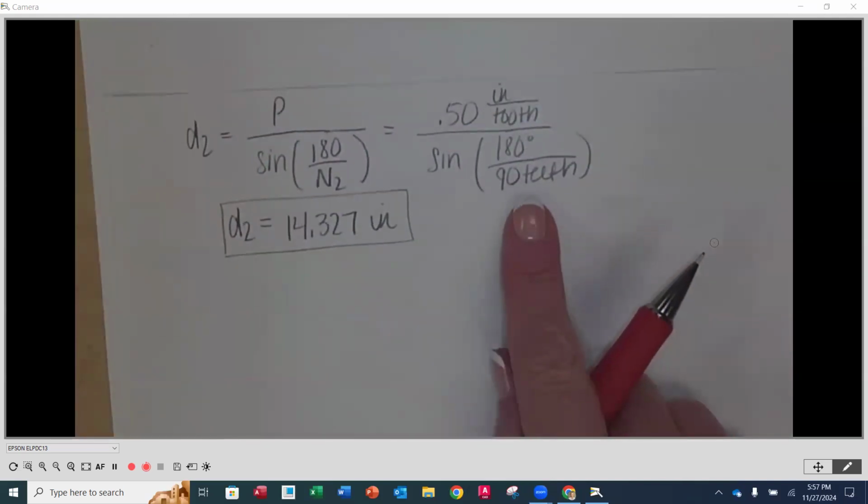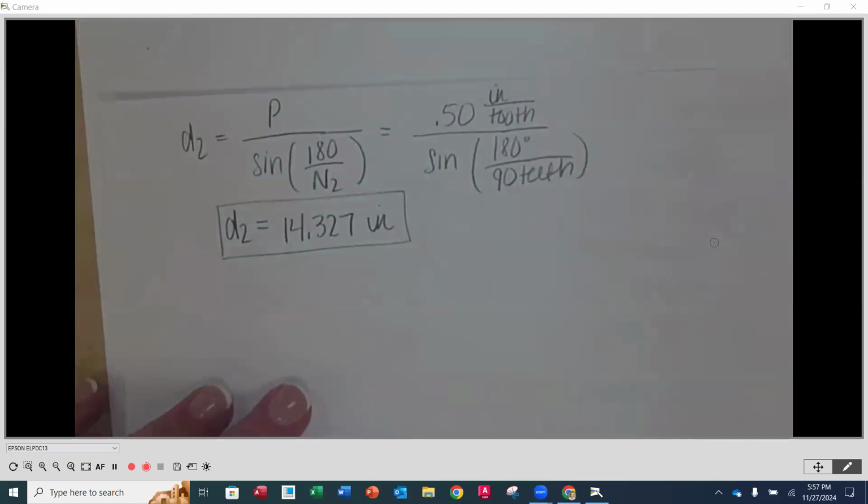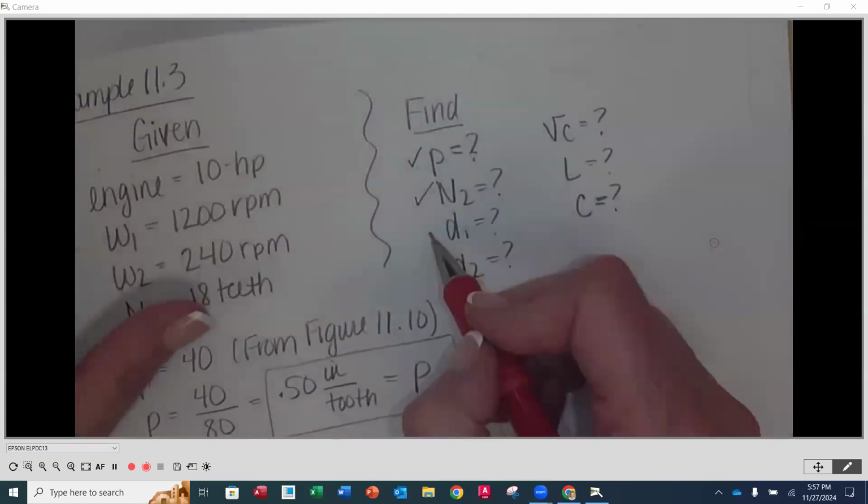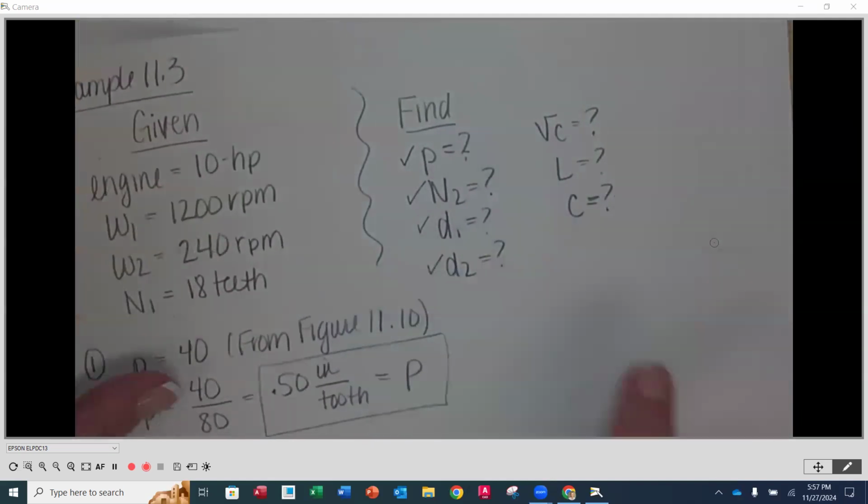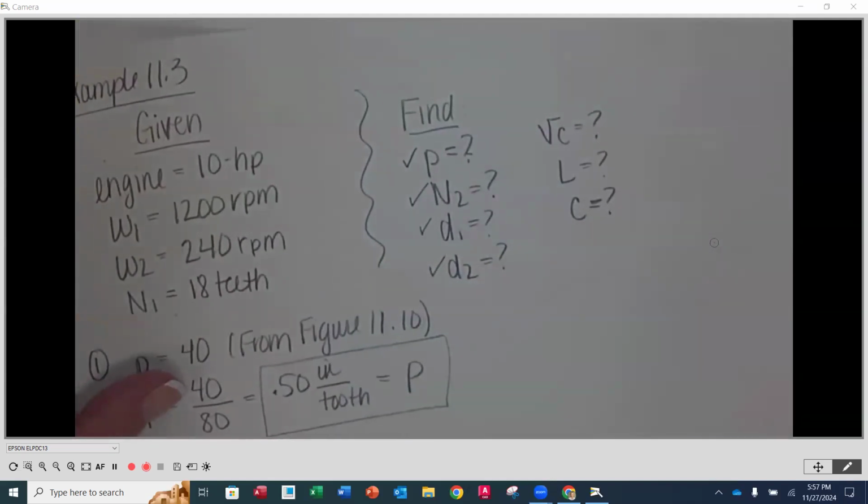Yeah, 90 for this one. That's N2, 18 for the previous one. Okay. So those two pitch diameters we have, so we can cross off these two. So we've got just a couple more to go.